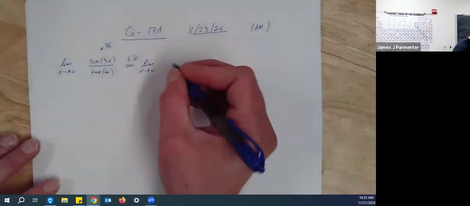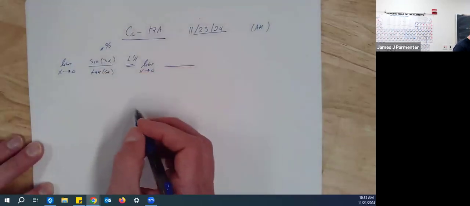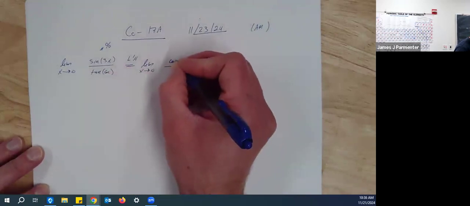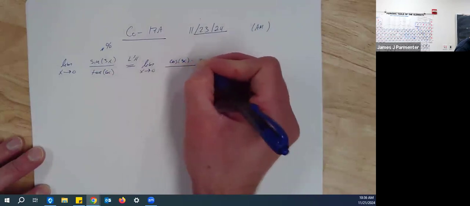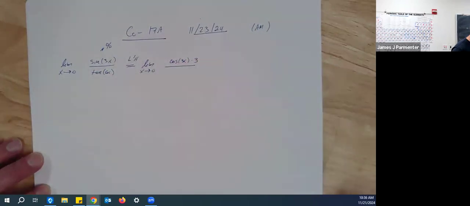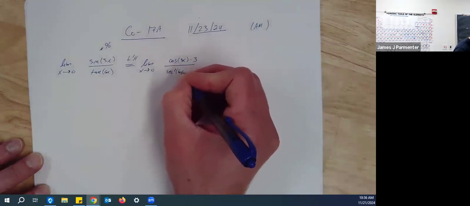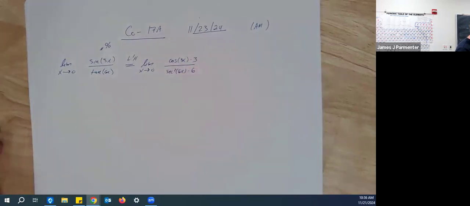And then we're going to take the derivative of the top and the derivative of the bottom. The derivative of sine of some stuff is cosine of the stuff times the derivative of the stuff. The derivative of tangent of some stuff is secant squared of that stuff times the derivative of the stuff. And then you might have to use L'Hopital's rule more than once, but every time immediately after using it, you should try to, in your head, plug in what x is approaching and see if it works or not. Question?